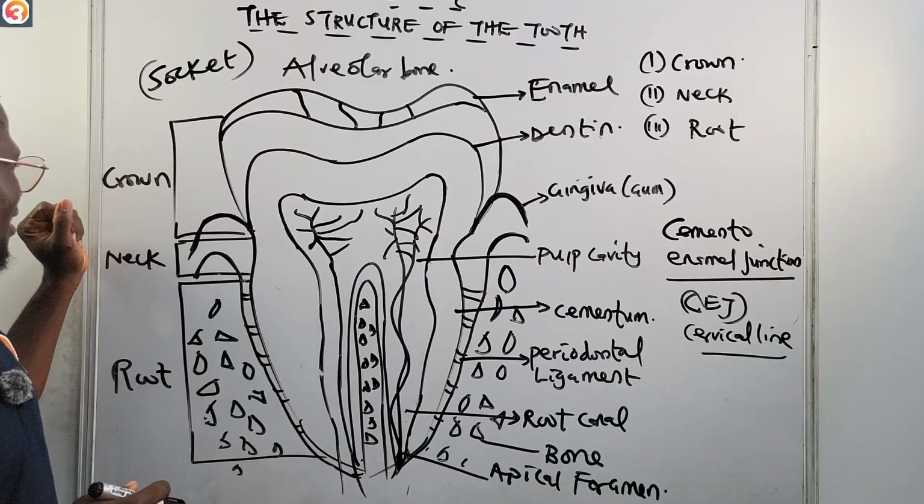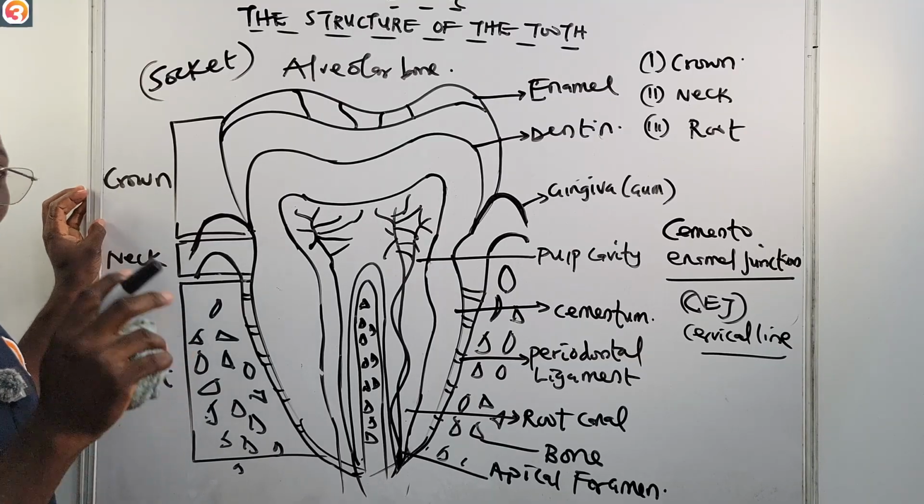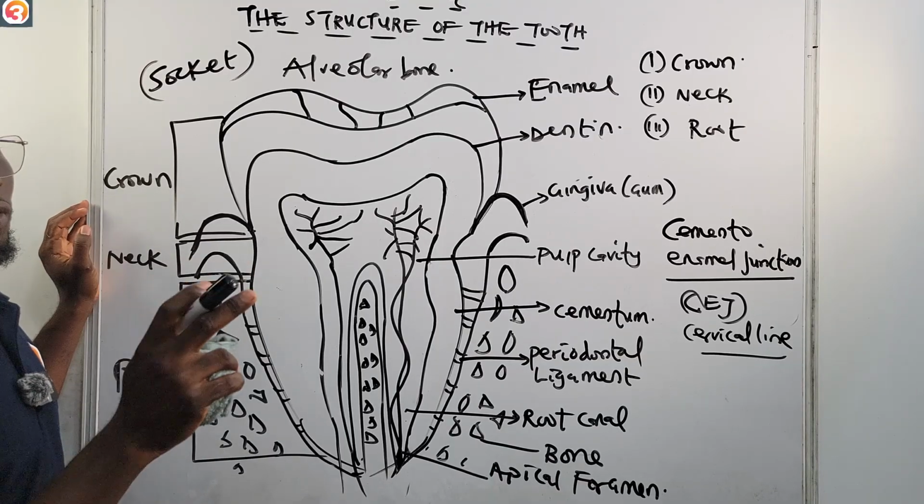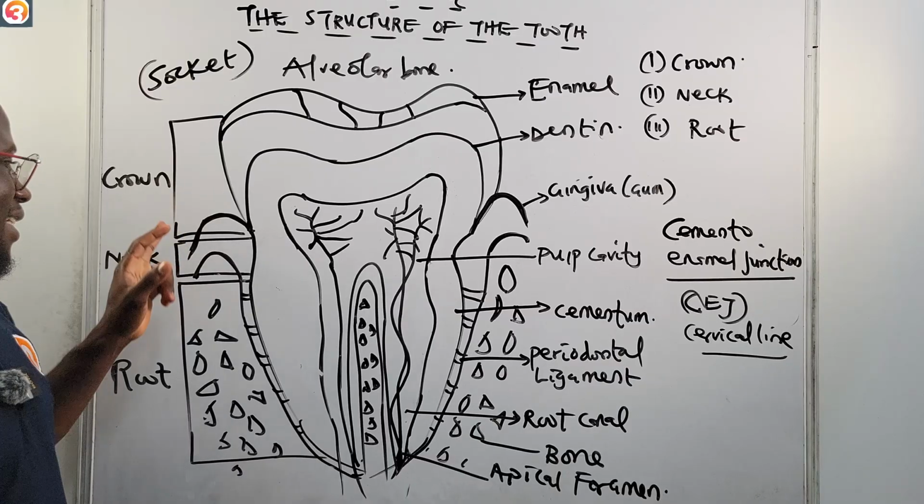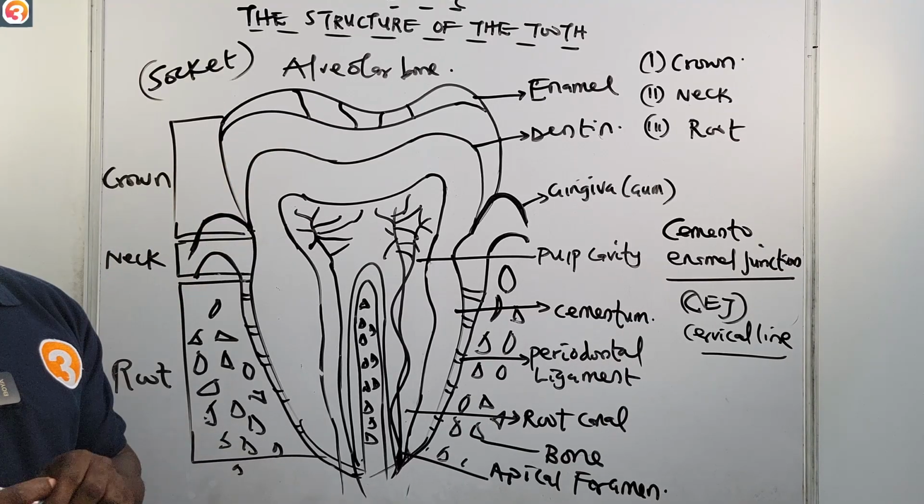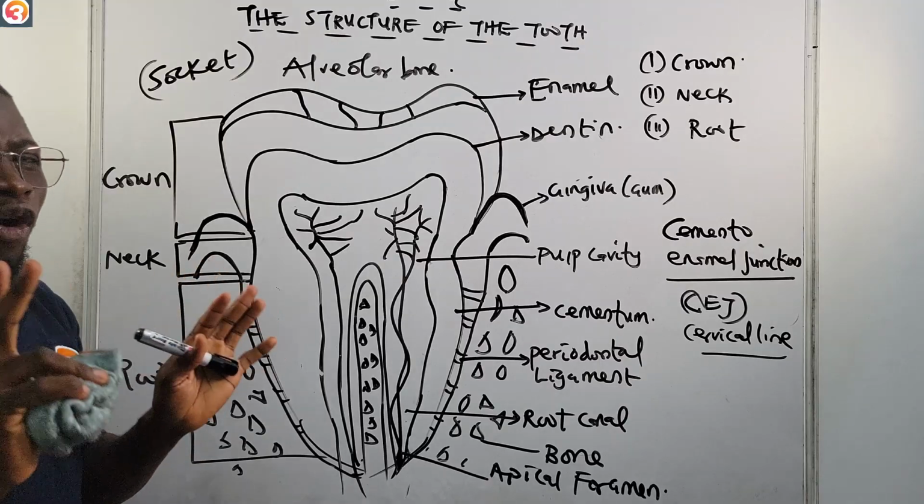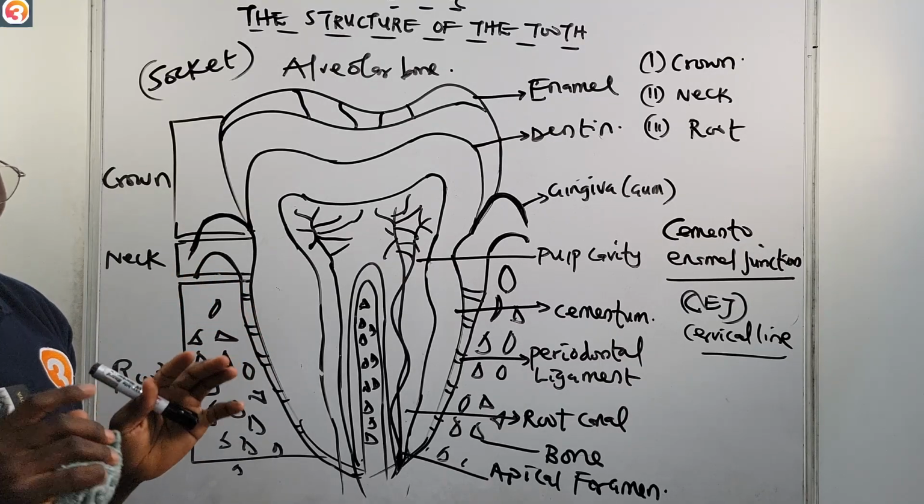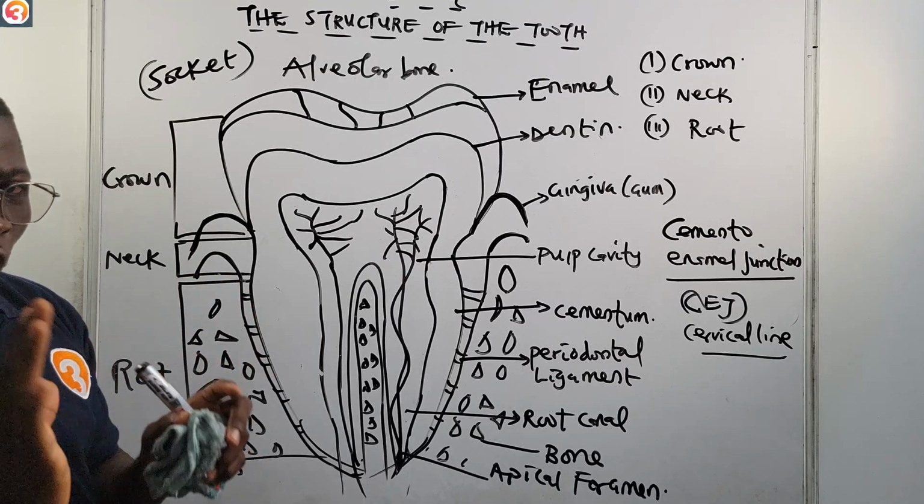So those are the three major parts of the tooth: the crown, the neck, and the root. Now, these three major parts of the tooth are made up of 4 major tissues, which I'm going to look at right now.